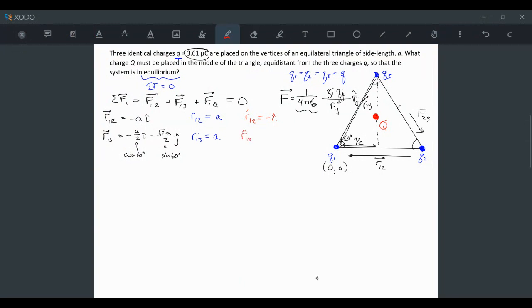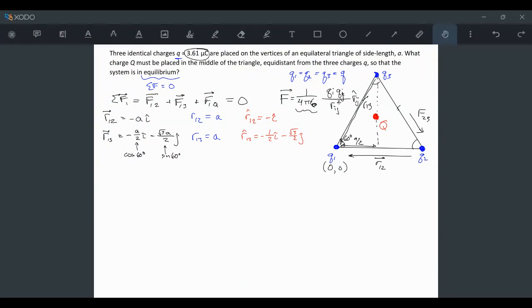And the corresponding unit vector we get from dividing these is just minus a half i hat minus root 3 over 2 j hat. And again, this comes from the sine and cosine of 60. Two of the easier ones, if you ask me.